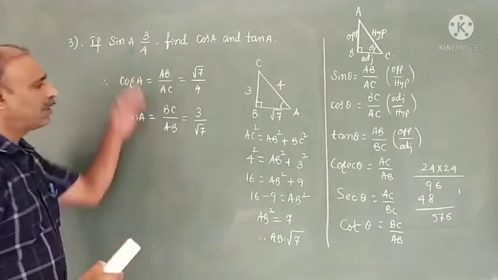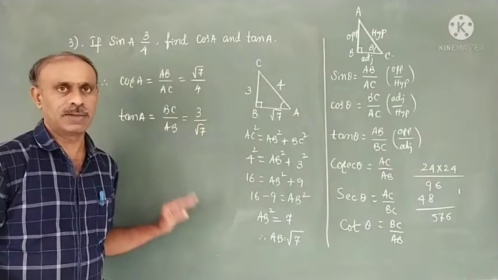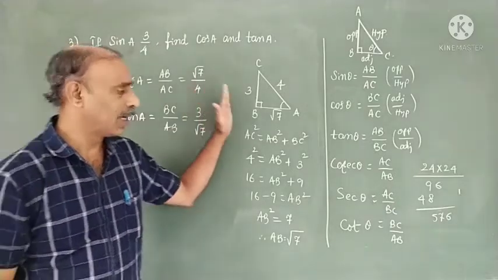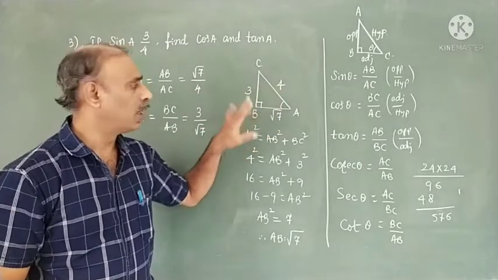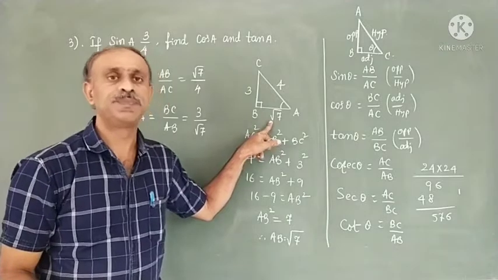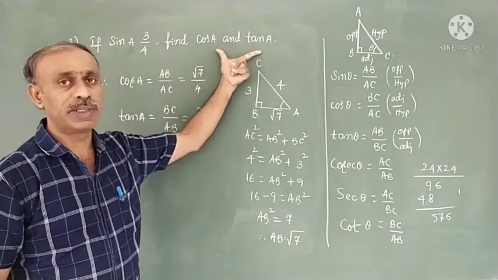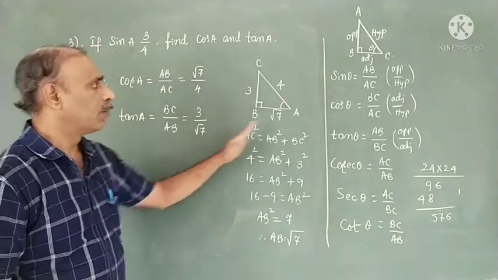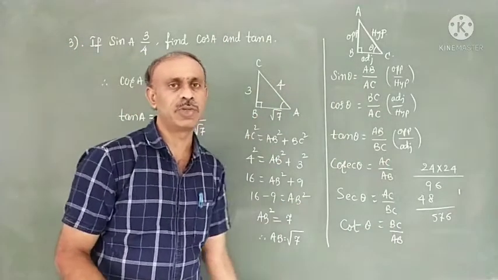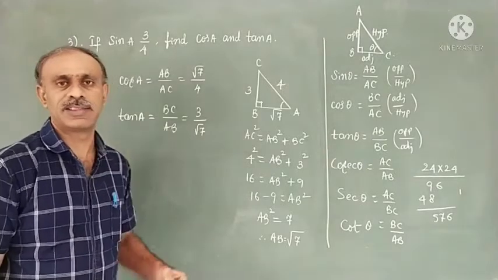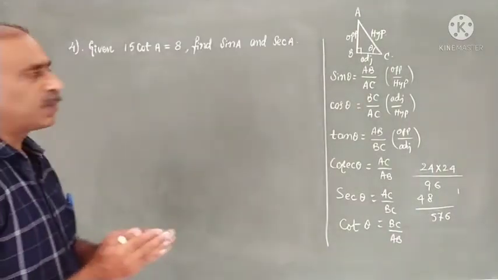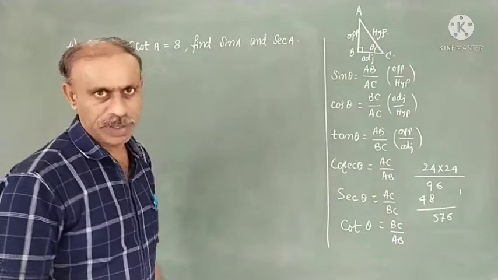So like this, we can easily find it. What we are doing is applying the Pythagoras relation and finding the one unknown side. Afterwards, we use the ratio we need with respect to the required acute angle. That's all. Students, come to the next problem, very similar to the previous one.